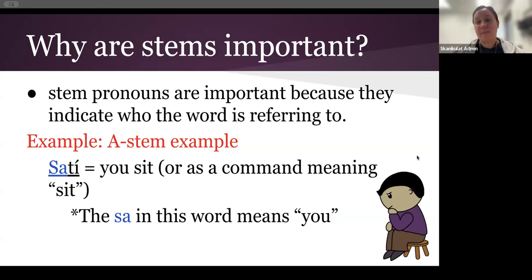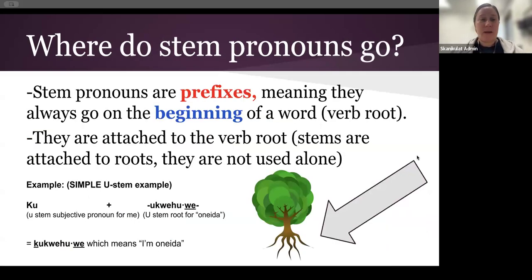The sa is the pronoun actually for you in the A stem. And so when we say sa, it means you sit. So we know who we're talking about when I say that statement, sadi. So that's why stem pronouns are really important because they indicate who we're talking about. They help us develop comprehension. So where do stem pronouns go?